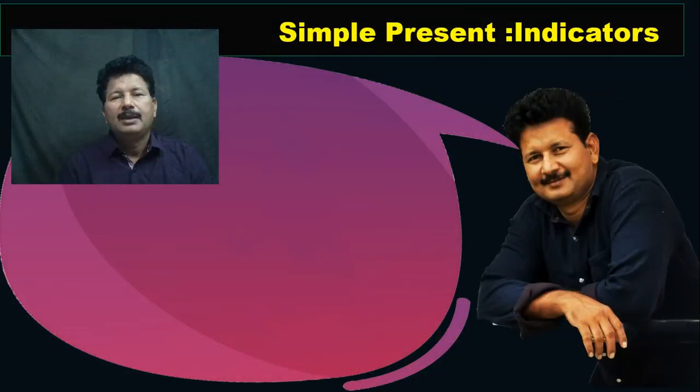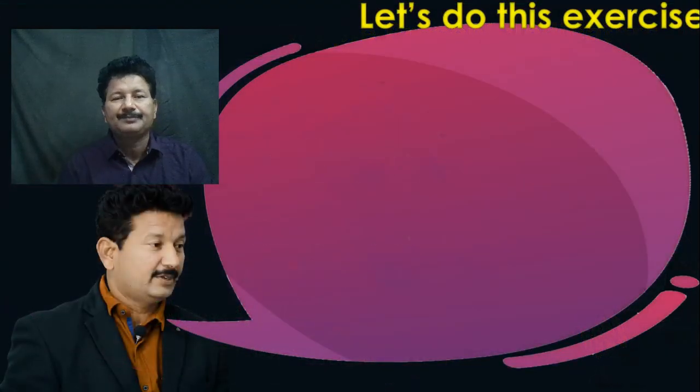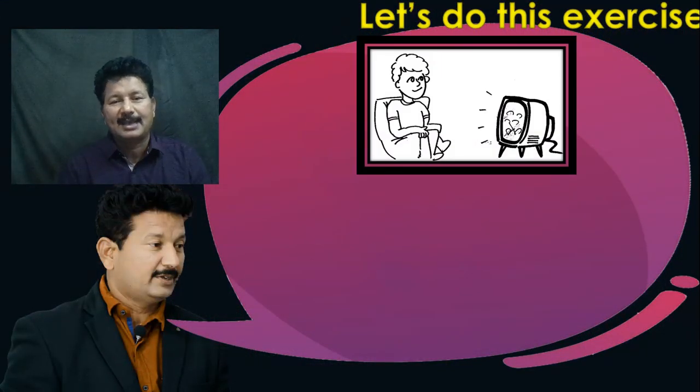Well, now these are the indicators for simple present tense: every day, usually, daily, often, always, on Sundays, never, or sometimes, or every week and every month, or every day. Now let's do this exercise.